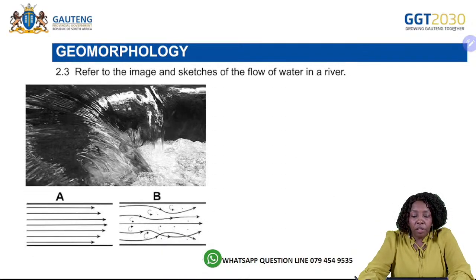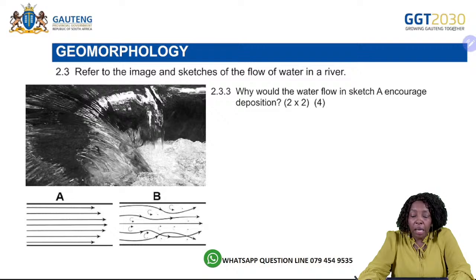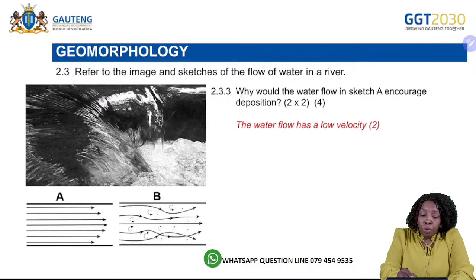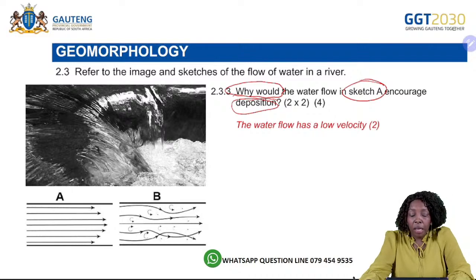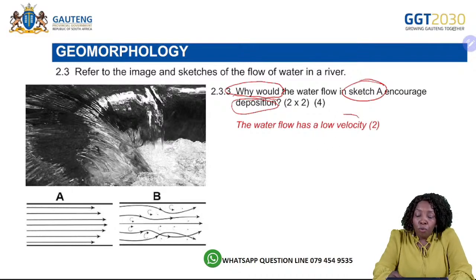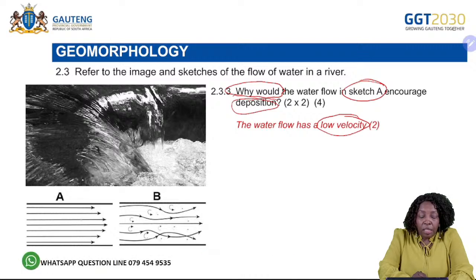Refer to the image and sketches of the flow of water in a river. Why would the water flow in sketch A encourage deposition? So now we want to know, why would there be deposition taking place? Where? In sketch A. The water has a low velocity. So here water is flowing at a lower speed.